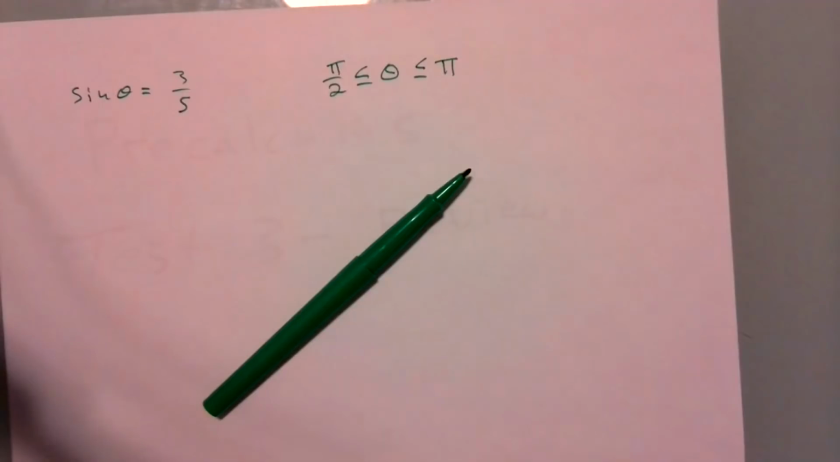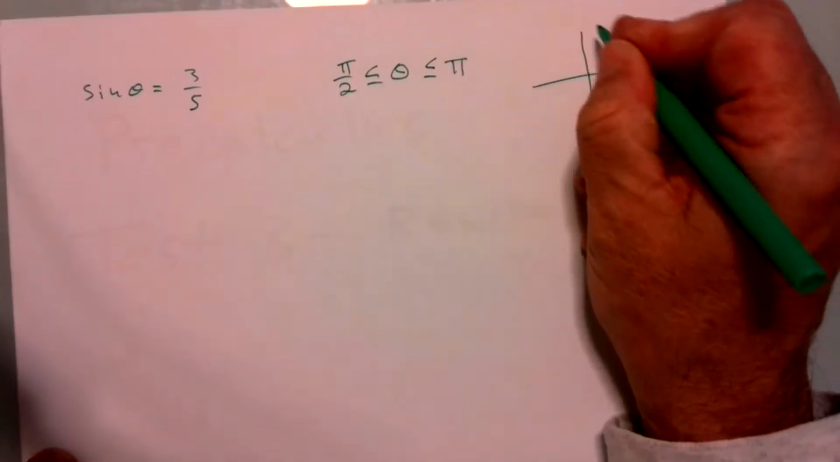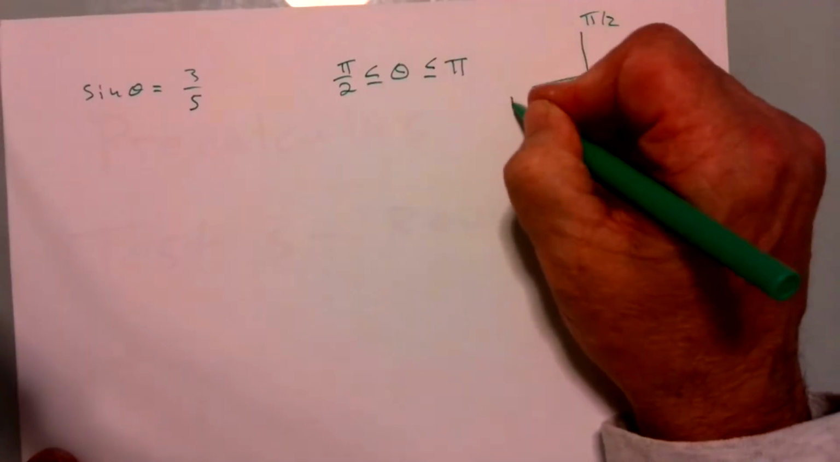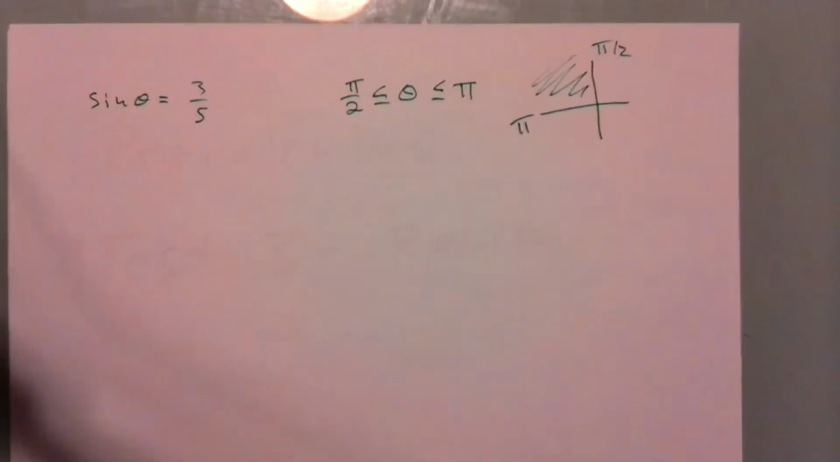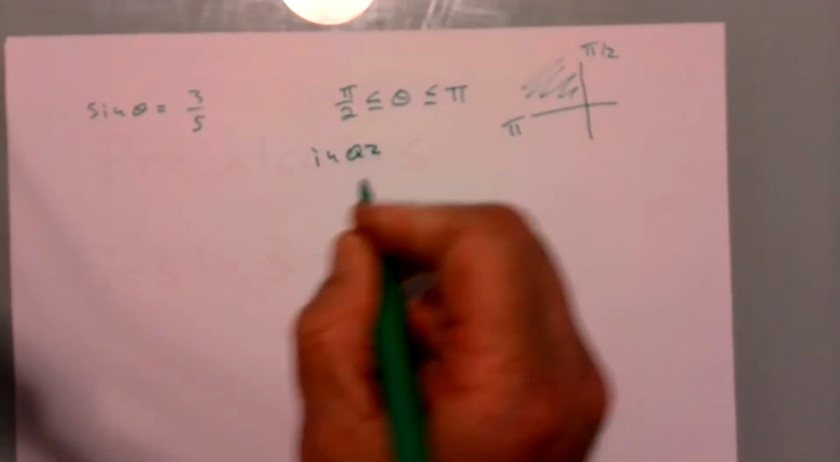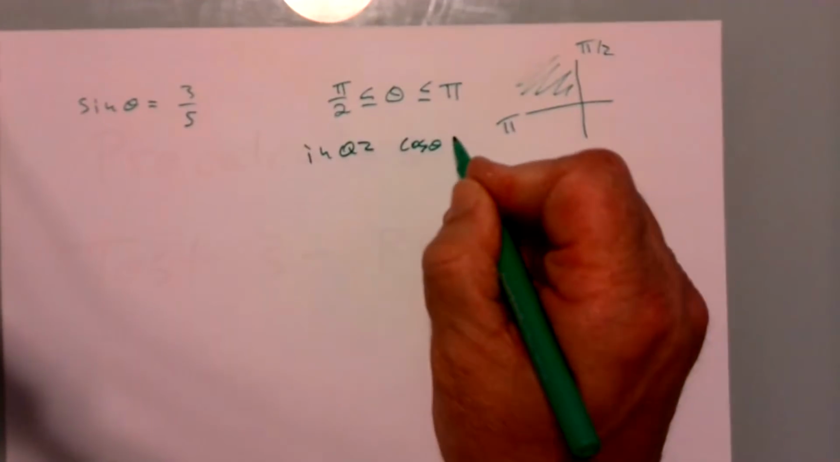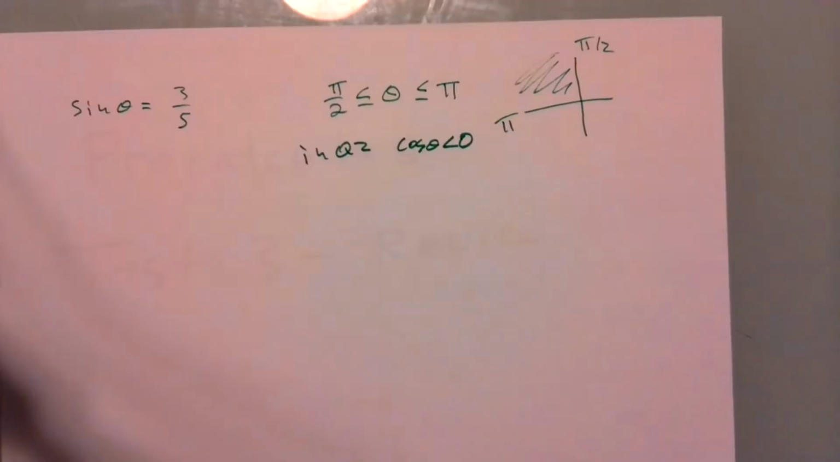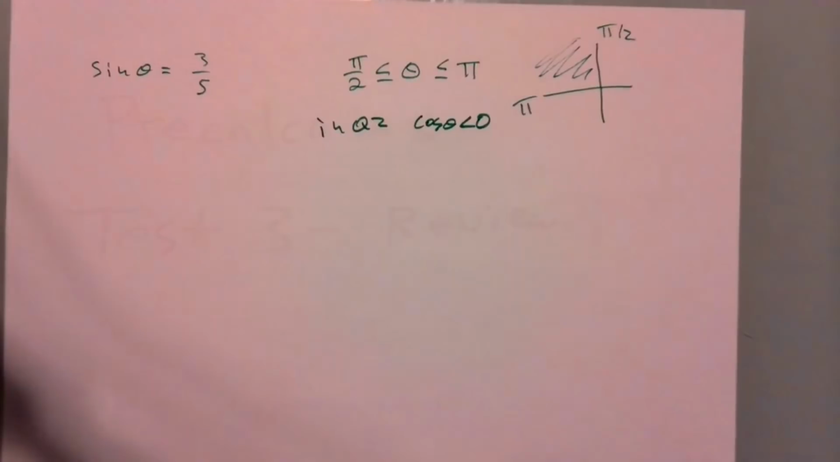What quadrant are we in? We are more than pi over 2, and we are less than pi. Here's pi over 2. Here's pi. So theta is somewhere in that region, and in that region, we can say that we're in quadrant 2. In quadrant 2, sine is positive, but we want cosine. Cosine theta is negative in quadrant 2. So that's the first thing I've got to find. I've got to find out what cosine theta is.